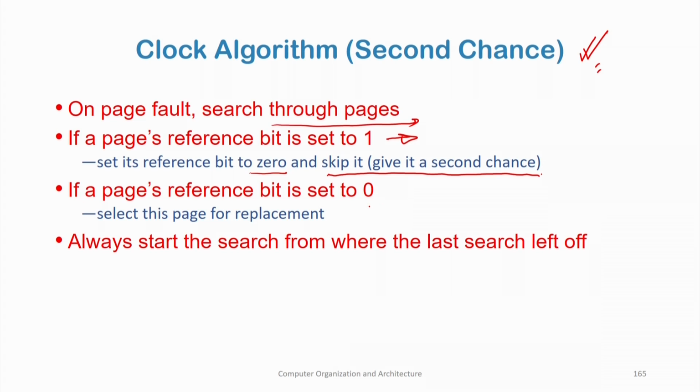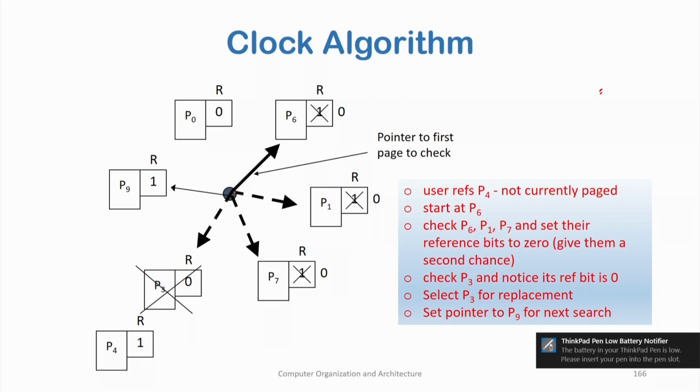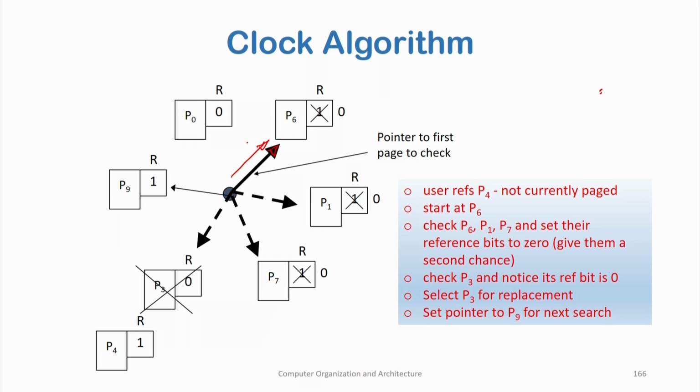If the page's reference bit is already 0, then I replace the page. So, I always start the search from where I left off. In the second chance page replacement algorithm, as in other algorithms, I am searching for pages to be replaced. Now, let us say the last time I replaced a page frame was at page number 6. So, according to the last slide, my current search will start from page number 6 here. This gives me the pointer to the first page to be checked.